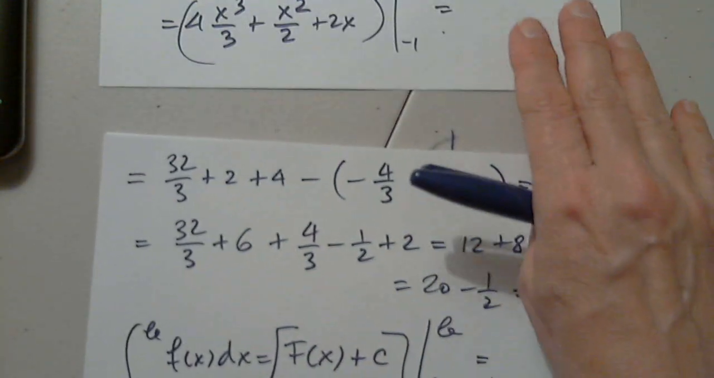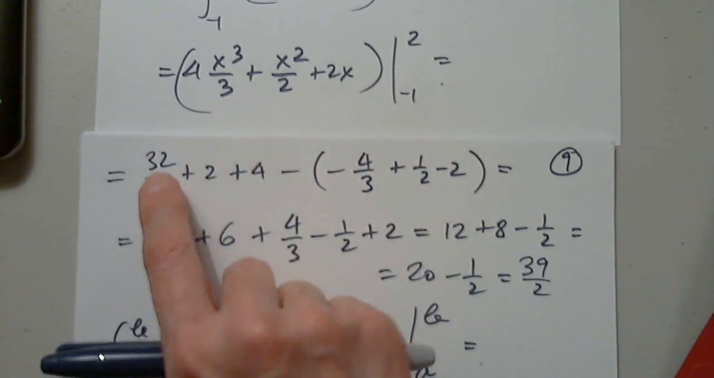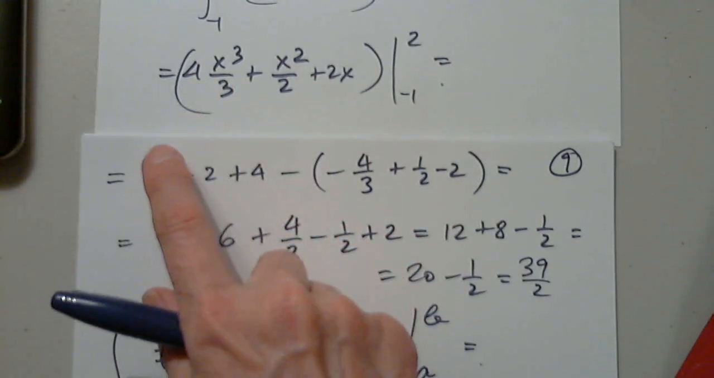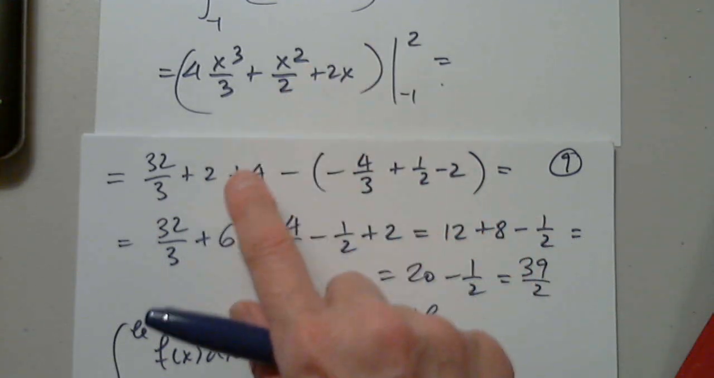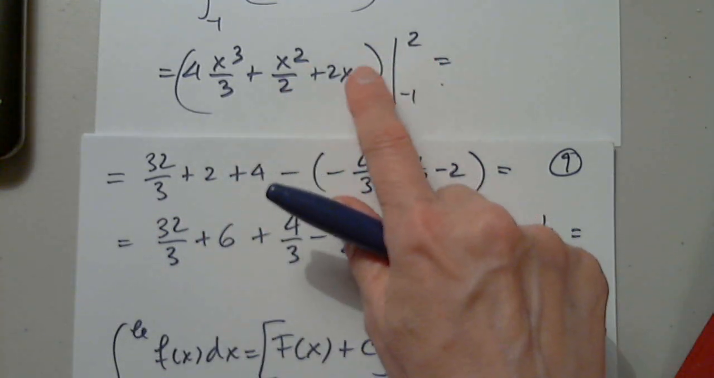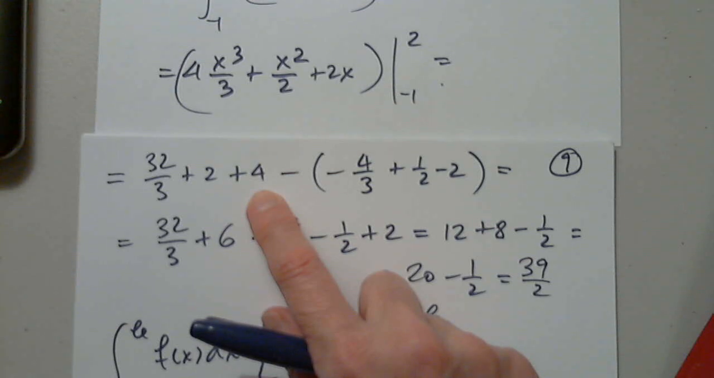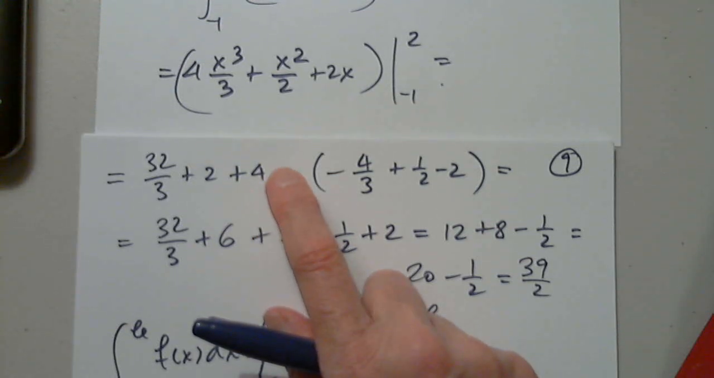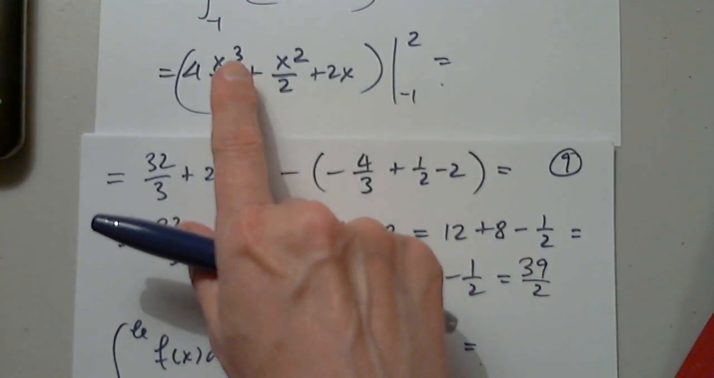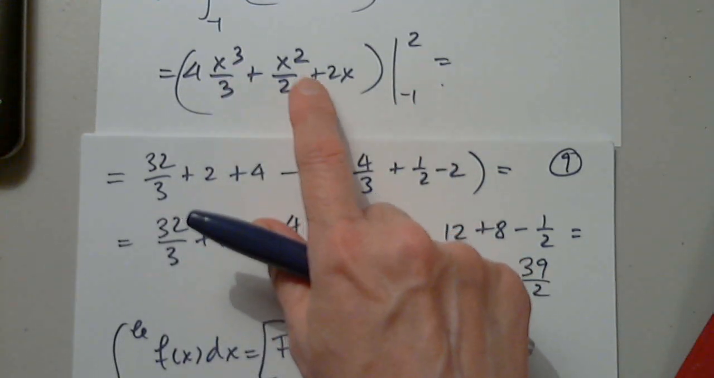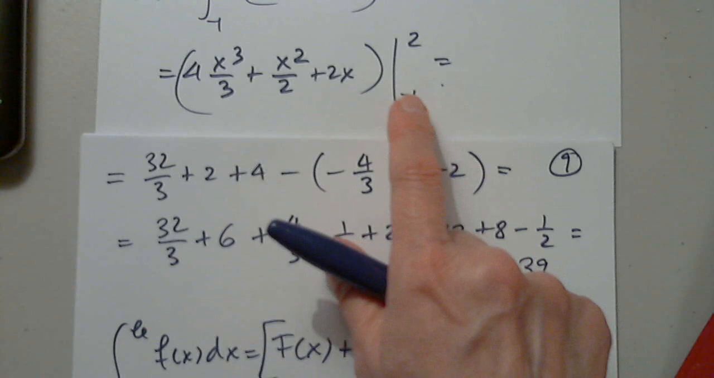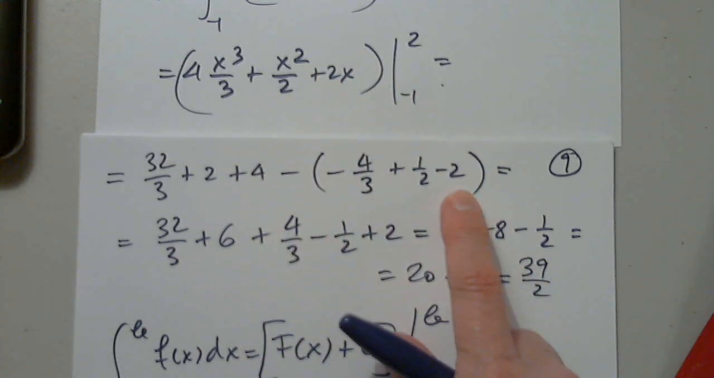Okay, so after that, when I plug in 2, I have 8 times 4, 32 over 3. I plug in 2, 4 over 2 is 2. I plug in 2, I get 4. Then minus. I plug in negative 1, and I get negative 4/3. I plug in negative 1, and I get 1/2. And I plug in negative 1, and I get negative 2.